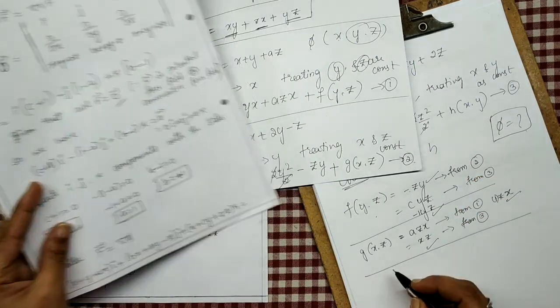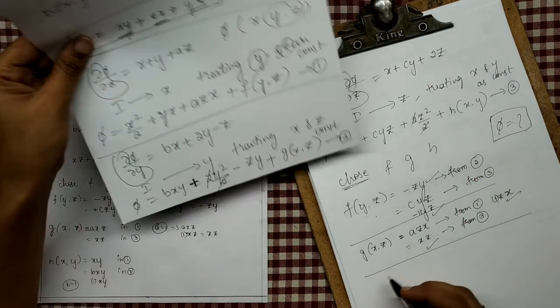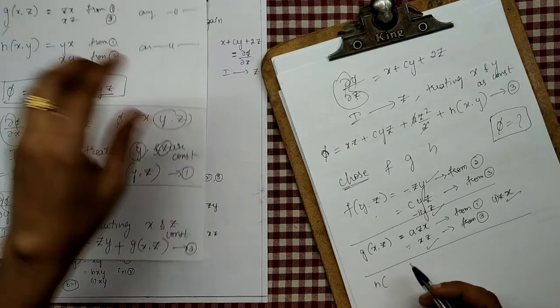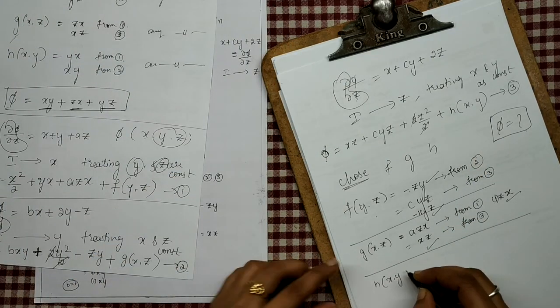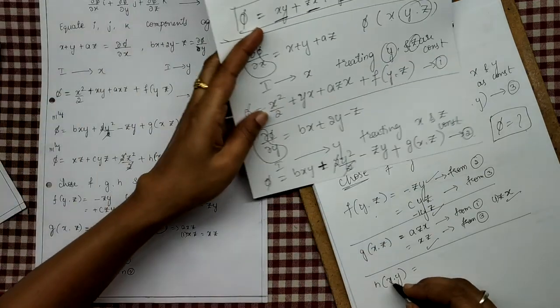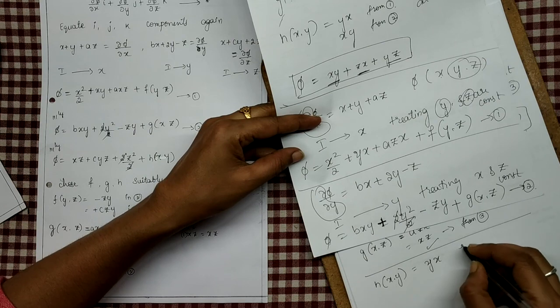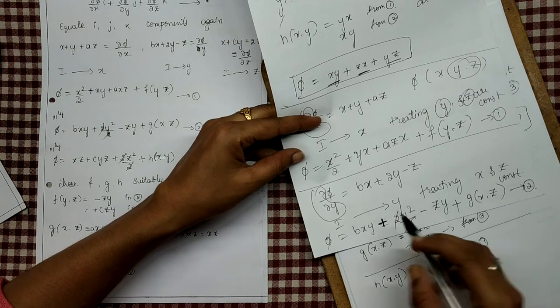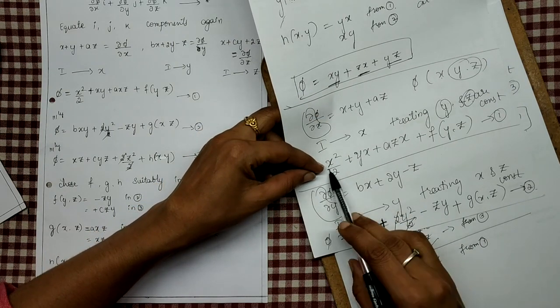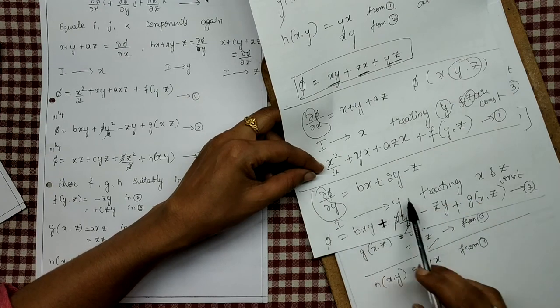Okay. Now come to the next one, that is h of x comma y. Now you have to choose a term which is purely a function of x and y. See, in the first equation, x and y is yx from 1. This is not purely a function of xy. Only x is there. Here z is there. No, it cannot be. Now the second equation.